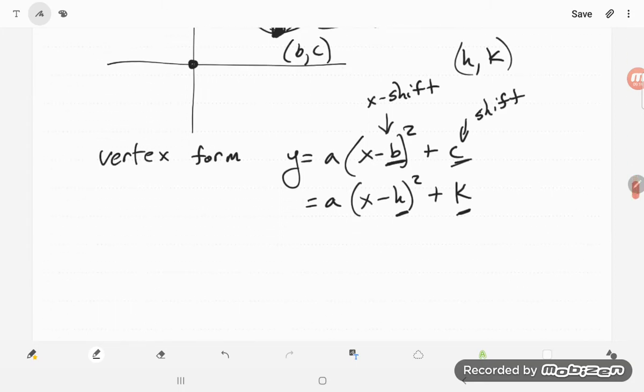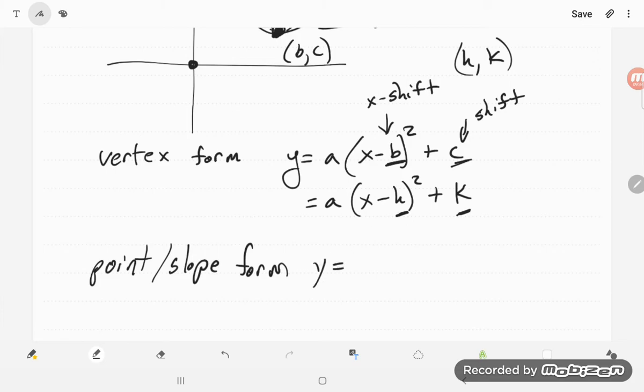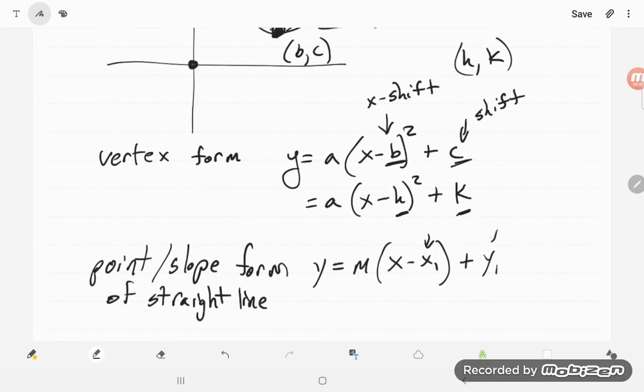And if you remember, this is a lot like the point-slope form. Remember point-slope form. On that point-slope form, you had y equals, let me make sure we're all on the same page here, of a straight line, we had our slope, x minus x1. So you could think of that as sort of the shift in x, and then plus y1, and there's the shift in y. And notice they're minus and minus.